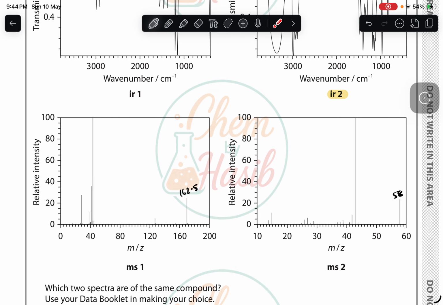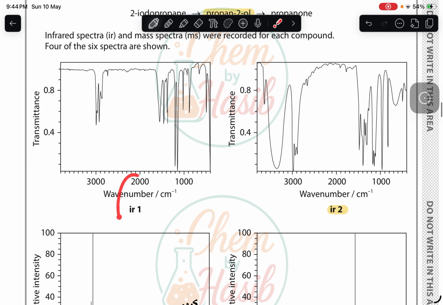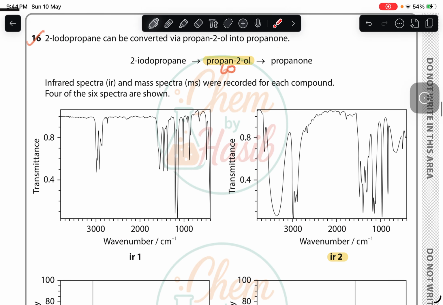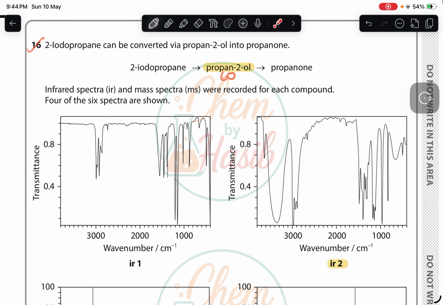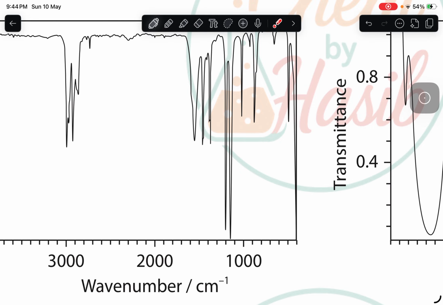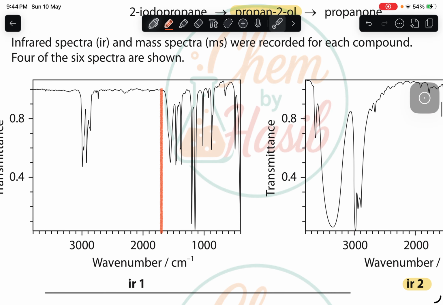Let us compare IR1, infrared spectrum number 1. Let us check for propanone. If we check for propanone, there would be a strong absorption at around 1700. Let us check 1700 here. That's 1000, 11, 12, 13, 14, 15, 16, 17. That is 1700. Let us look at 1700.